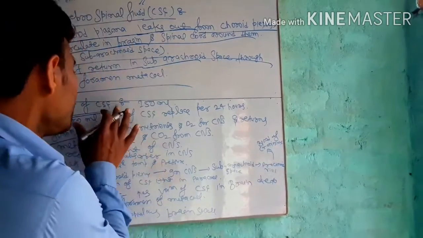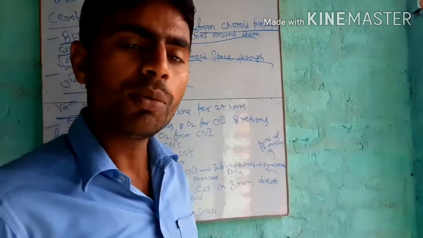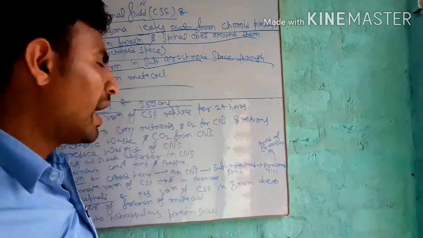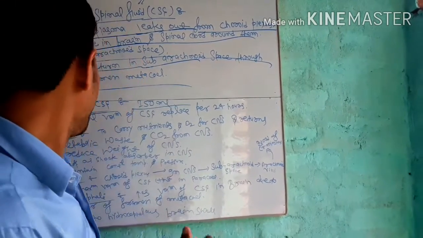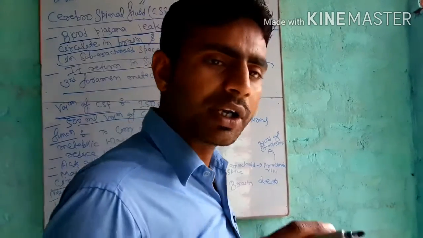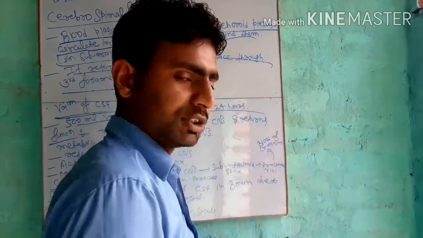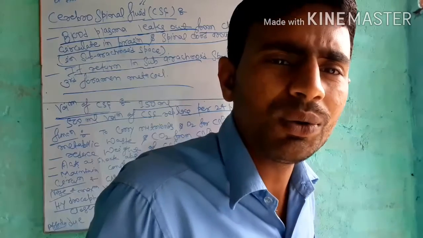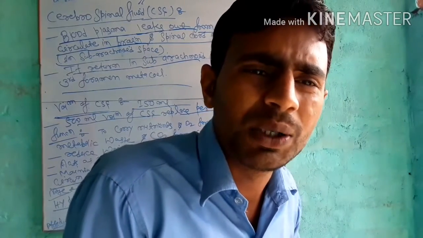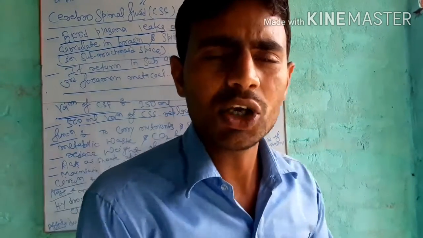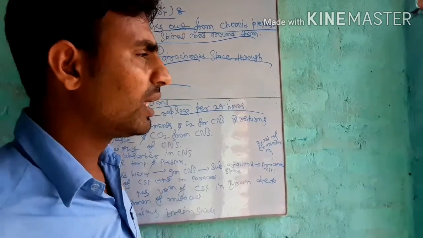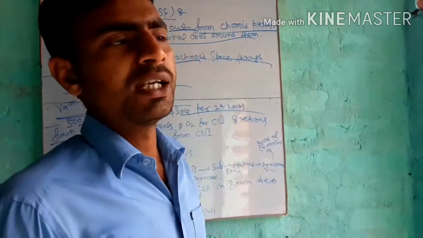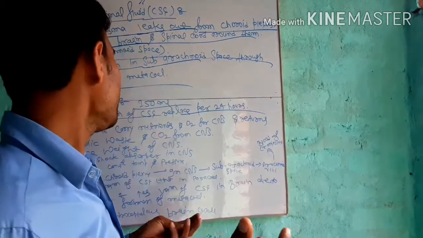What is the volume of cerebrospinal fluid? The volume of cerebrospinal fluid is 150 milliliters. And 500 milliliters of cerebrospinal fluid is replenished per 24 hours. Now, what is the function of cerebrospinal fluid? Why is cerebrospinal fluid present in our brain? What is the necessity of cerebrospinal fluid?